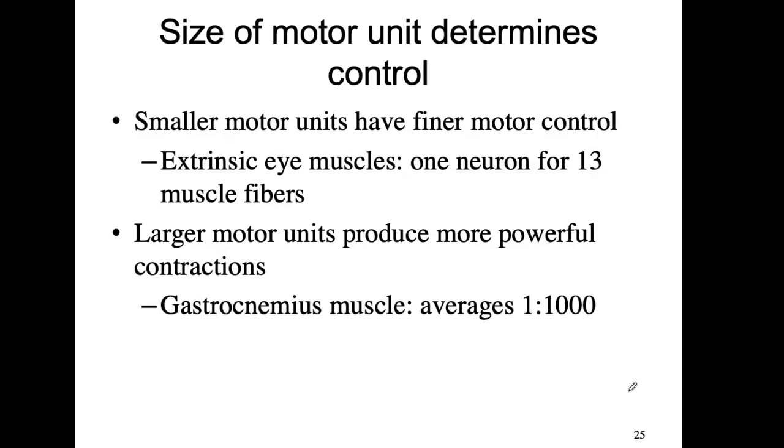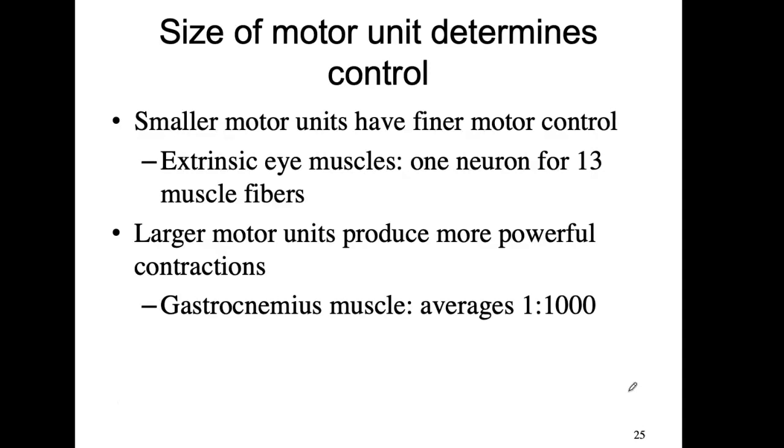I'm telling you here, the size of the motor unit determines control. So some motor units are for fine motor control, and they will branch out maybe to 10, 13, 15 muscle fibers. That little one I showed you earlier. Your eye muscles are like that. You have very fine motor control of where you put your eyes, of where you look. And they can do it very quickly.